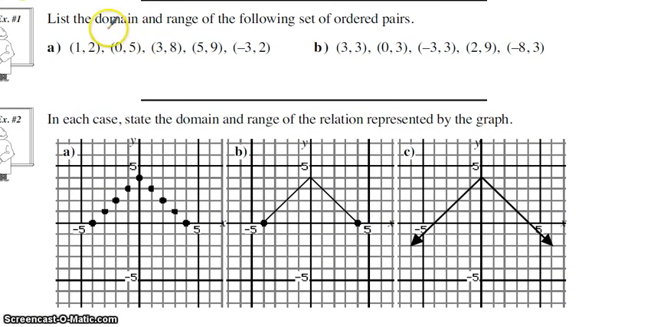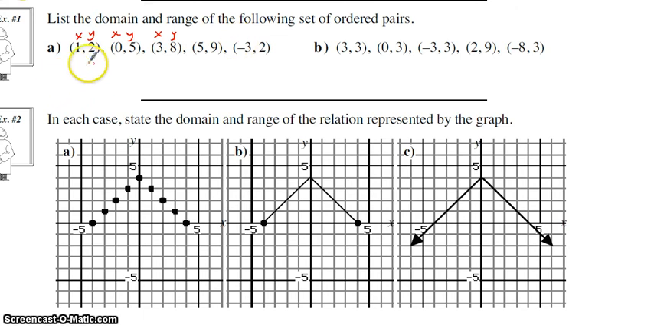Well, domain is all the inputs. So what does this ordered pair mean? It means (x, y), (x, y), (x, y), right? It has to be in that order, ordered. The order is important. And x is always the input, and the second number is the output. So you put in 1, you get 2. You put in 0, you get 5. You put in 3, you get 8. You put in 5, you get an output of 9.